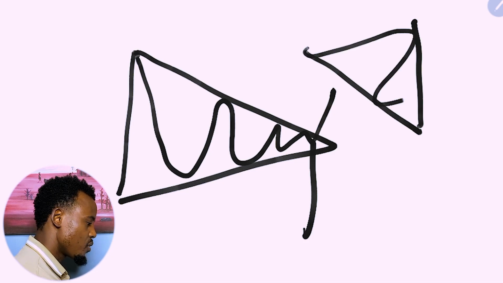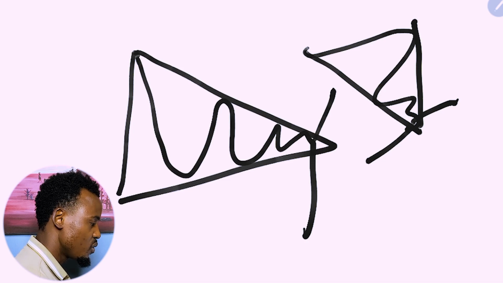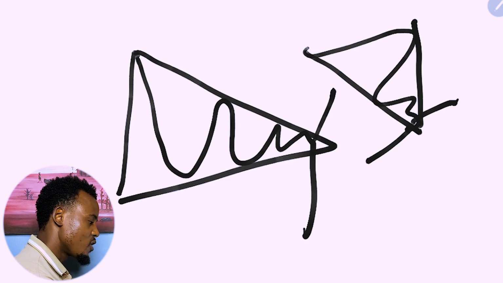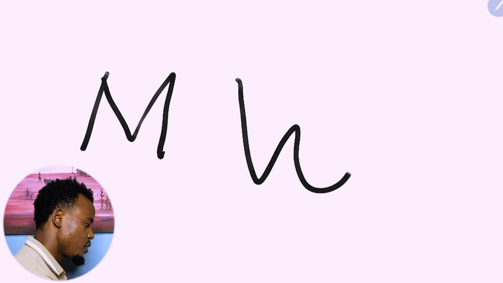So the same thing happens over here. It could choose to break below or break above. All you need to do is to wait for the right confirmation, either to the downside or to the upside, to confirm where to enter the market. So let's take the third one, which is the M pattern or the W pattern.